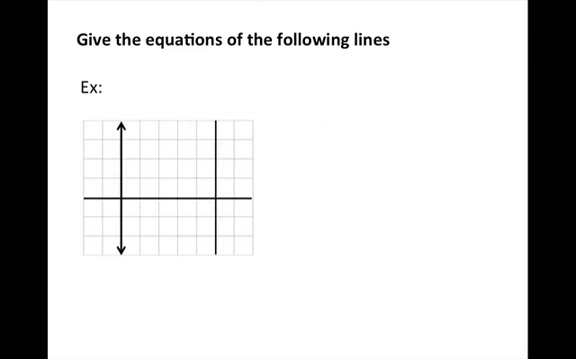So in the next example, the first thing I've got to determine is the variable used. Since it's a vertical line, I'm using the x. Then I decide which number. Since this line passes through -5, I'm going to use -5. So my equation is x equals -5.